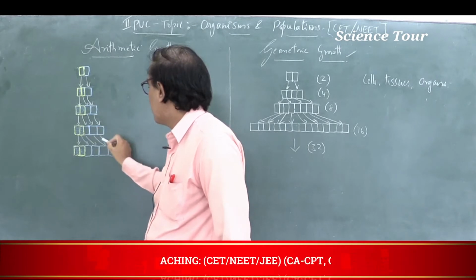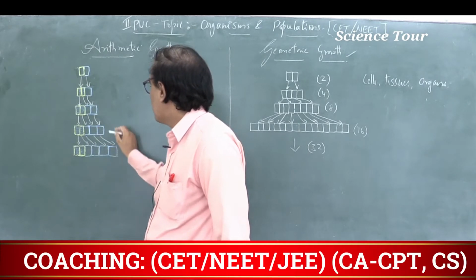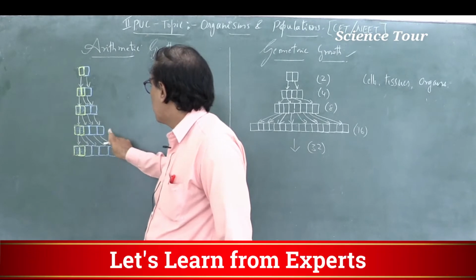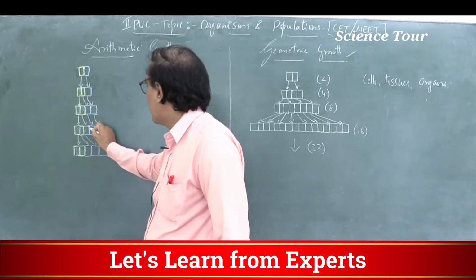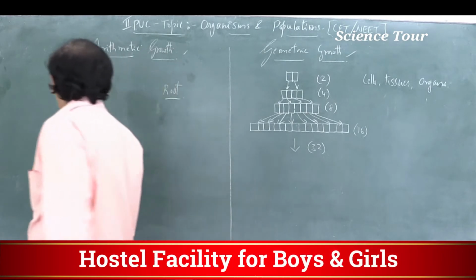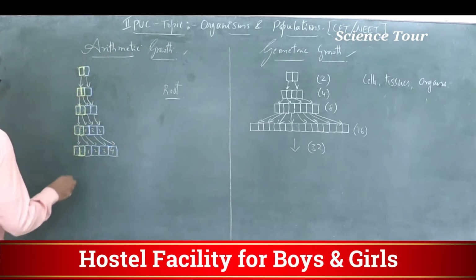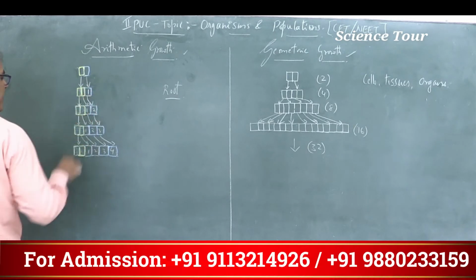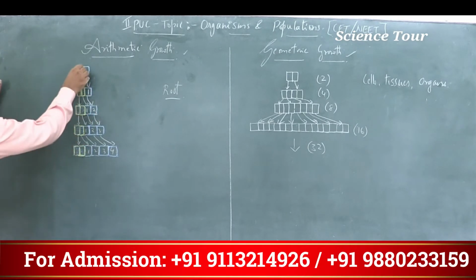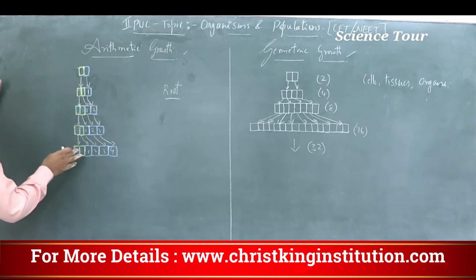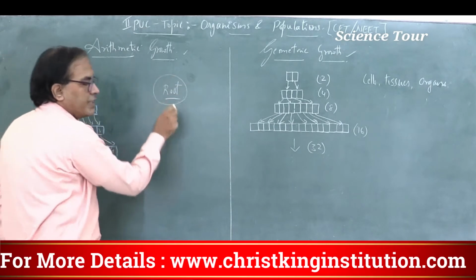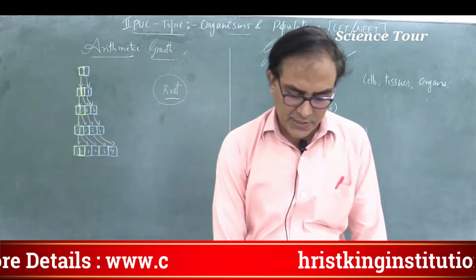See, the other four are not divided. So here four are undivided. Here 1, 2, 3 are undivided, 1, 2, 3 undivided, 1, 2, 3, 4 remain undivided, 1, 2 remain undivided, and this is one undivided. So only one daughter cell divides by mitosis, and the others remain undivided. This you can see in case of roots in plants.